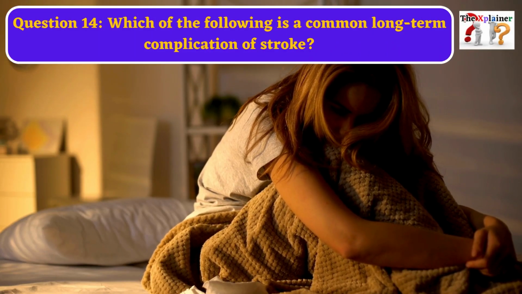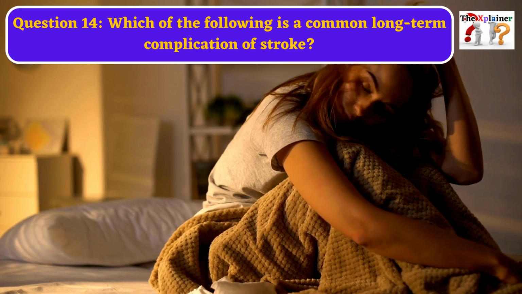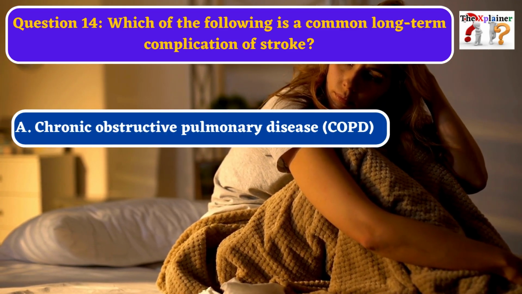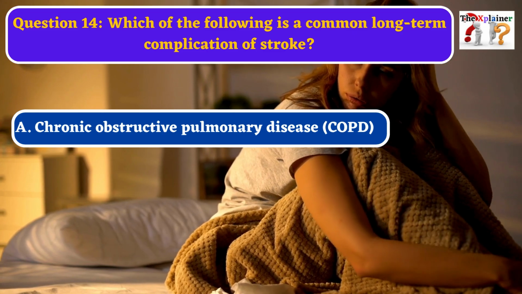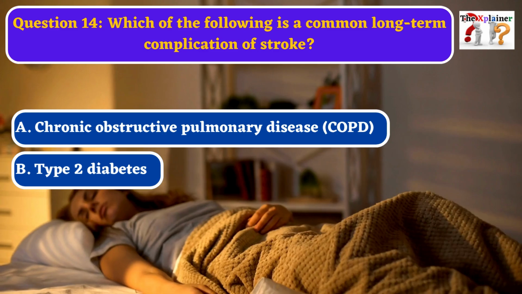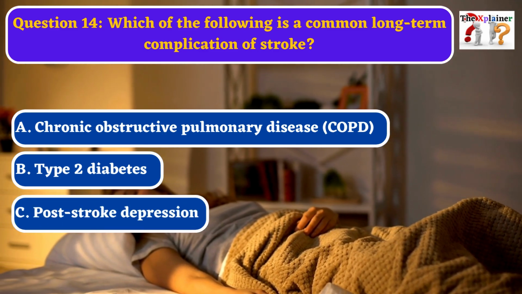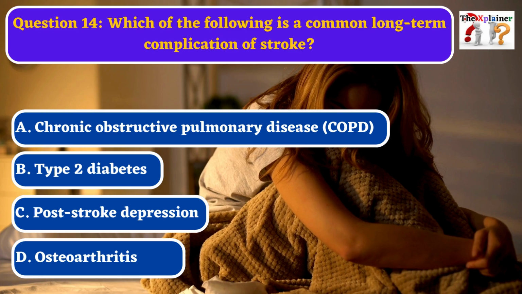Question 14. Which of the following is a common long-term complication of stroke? A. Chronic obstructive pulmonary disease, COPD. B. Type 2 diabetes. C. Post-stroke depression. D. Osteoarthritis.